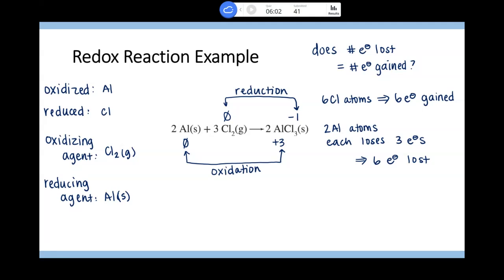Questions on this slide? Yeah. Why is the Cl the one that's gaining? Shouldn't the Cl be the one that's losing? Great question. I think the confusion is with the words. We are reducing chlorine by its oxidation state, so becoming more negative. To become more negative, you have to gain electrons. Good question.